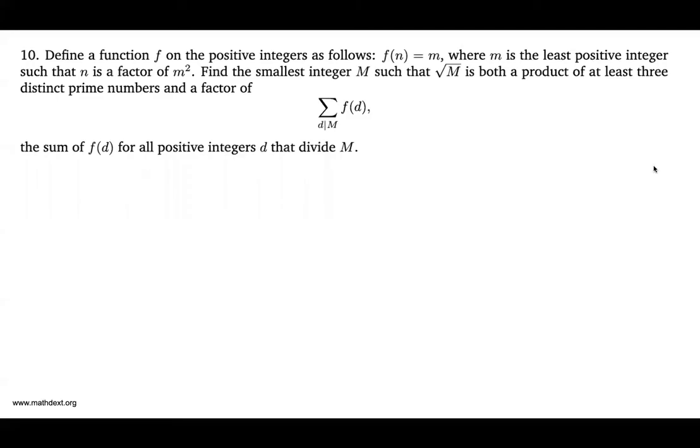Define a function f on the positive integers as follows. F of n equals m, where m is the least positive integer such that n is a factor of m squared. Find the smallest integer m such that the square root of m is both a product of at least 3 distinct prime numbers and a factor of the sum of f of d, where d is a divisor of m.